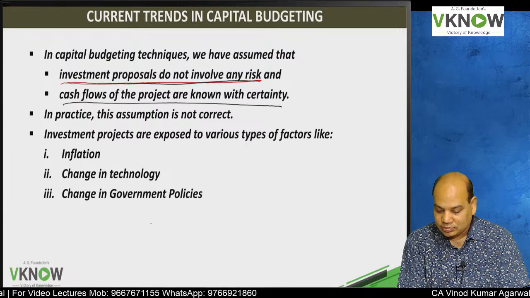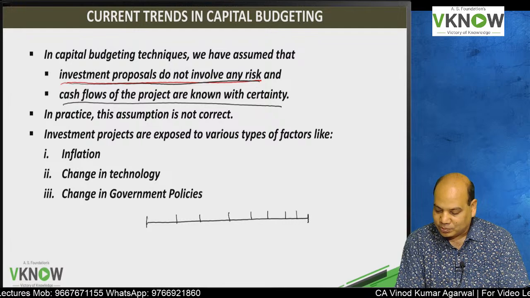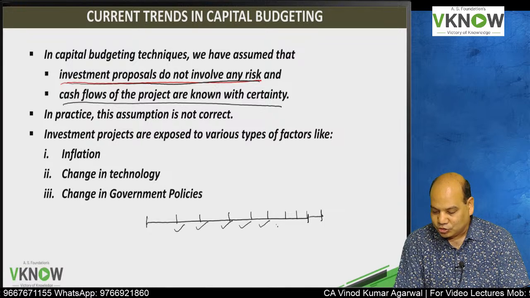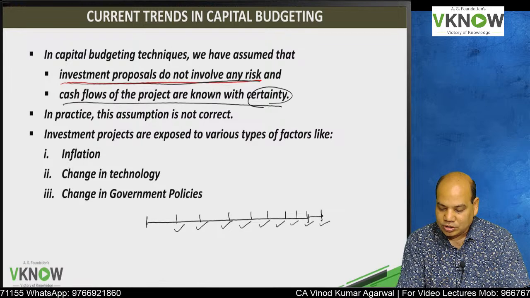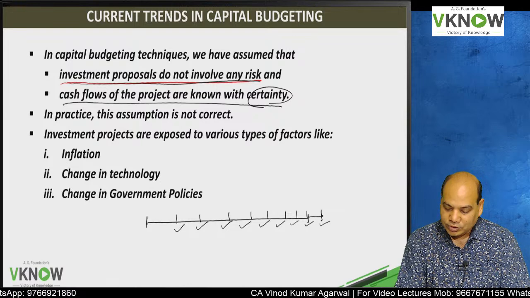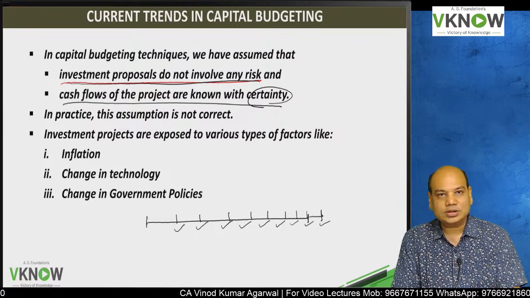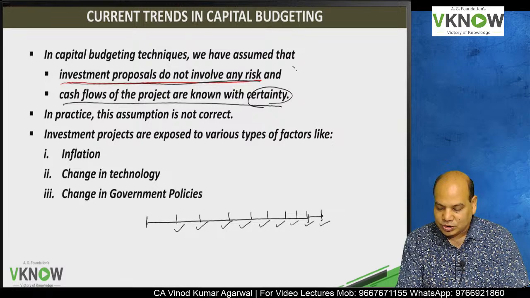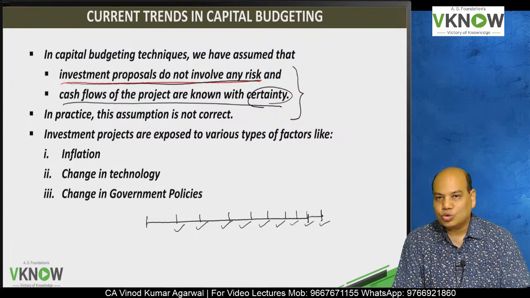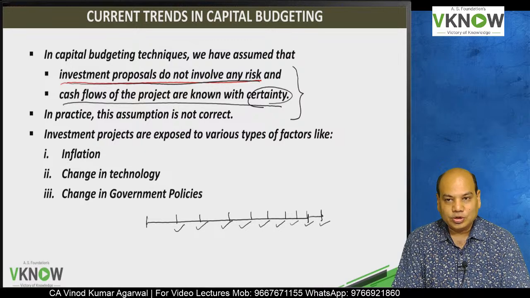Remember what you have done. You have assumed cash flow for the next 10 years. In intermediate, 10 years, some problems 15 years, and you have assumed that this cash flow will actually be realized. Oh my God, that is not true. That is not true. Therefore, in this chapter, we are going to introduce risk, uncertainty, inflation, and how they can affect the project. These assumptions made in the intermediate level were for simplification purposes, to simplify your calculation and basic understanding. But now we have to take into consideration real life situations.